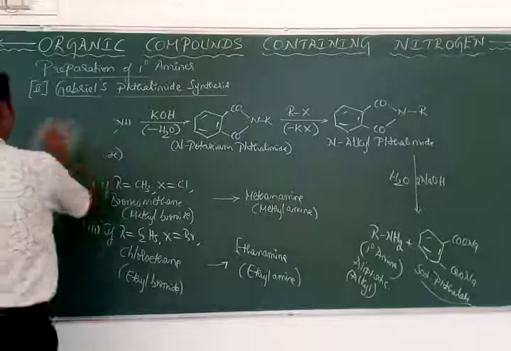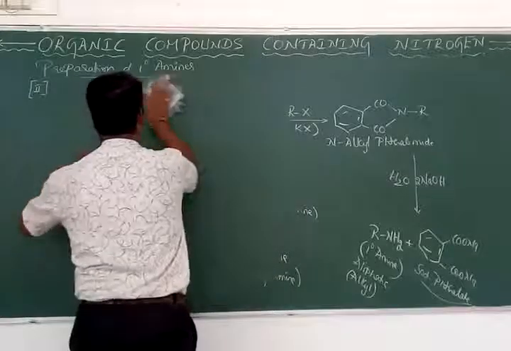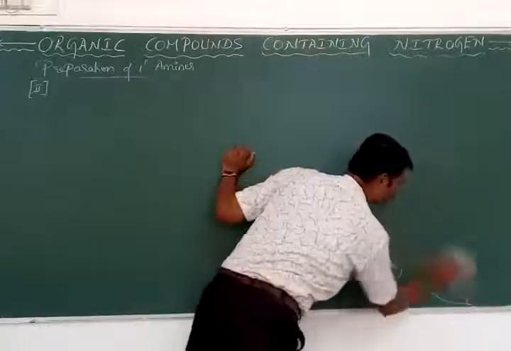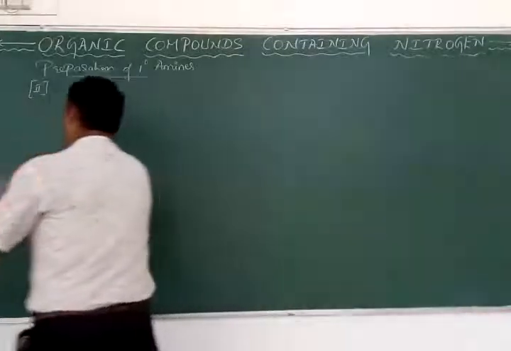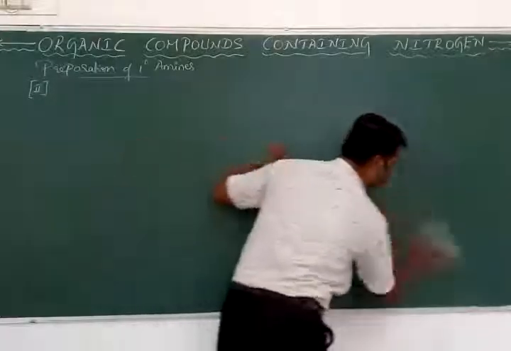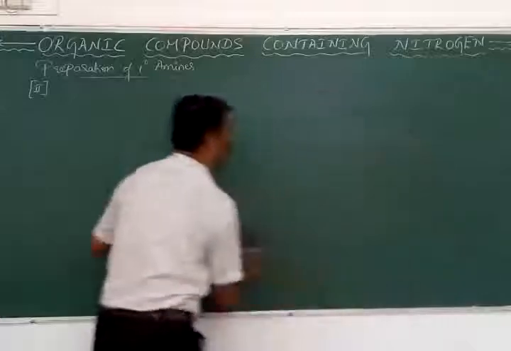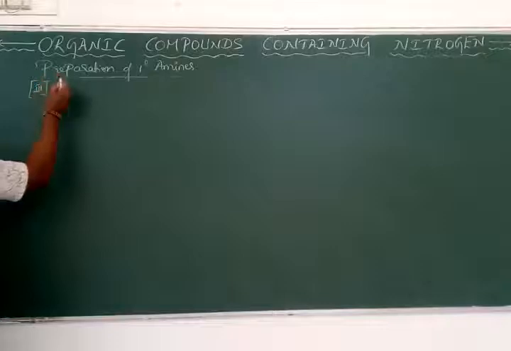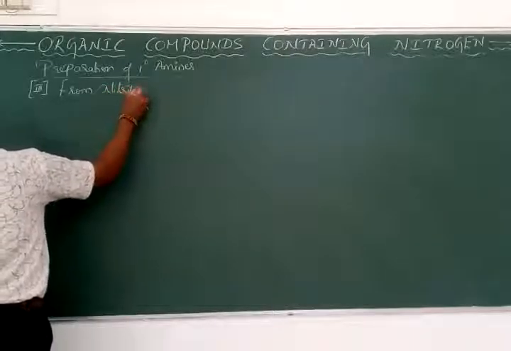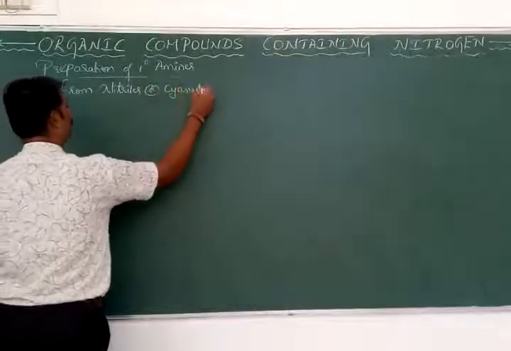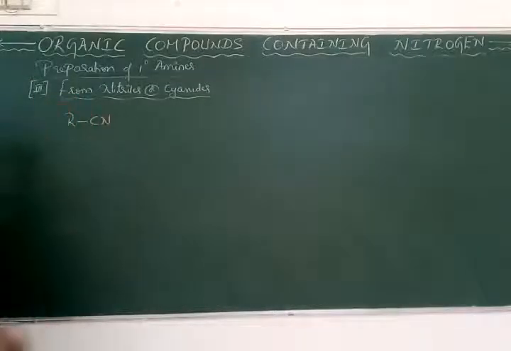Let's have the third one. The third preparation, let's start now. Third one, from nitriles, or it is also called cyanides. Nitriles, or it is also called which one? Cyanides. RCN, what is that? Nitriles, or it may be the cyanides.